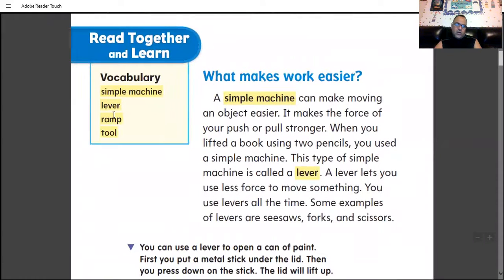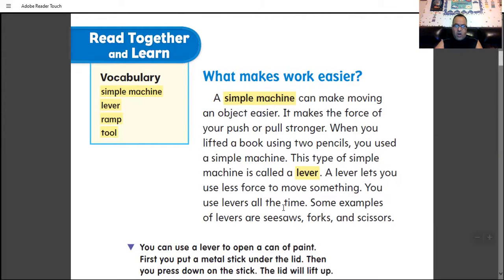Simple machines: a lever, ramp, and tool. What makes work easier? A simple machine can make moving an object easier. It makes the force of your push or pull stronger. When you lifted a book using two pencils, you used a simple machine. This type of simple machine is called a lever. A lever lets you use less force to move something.